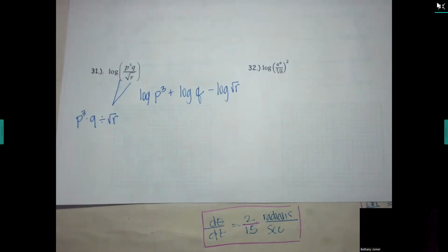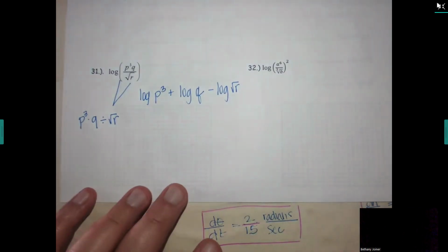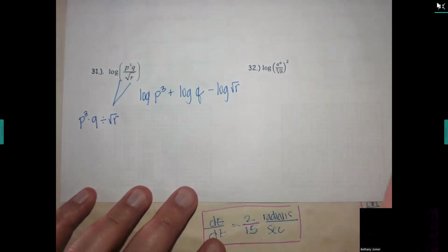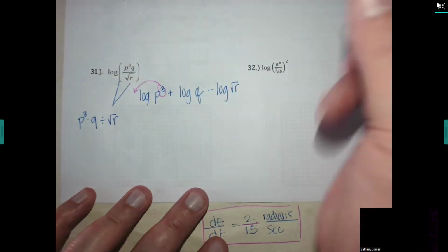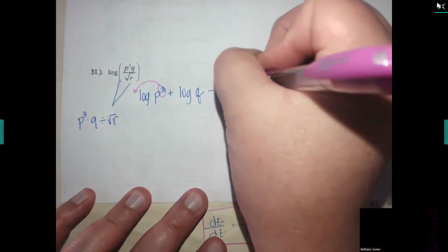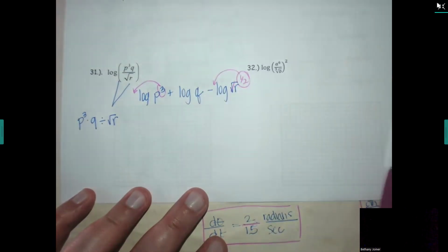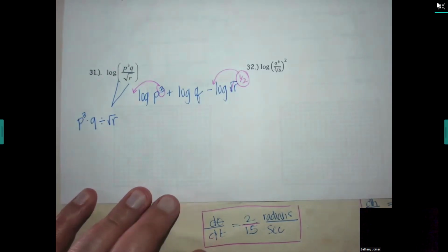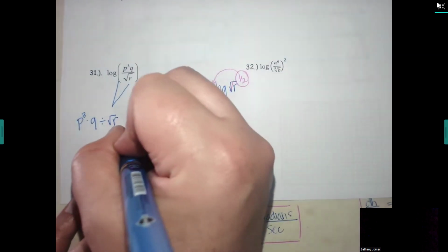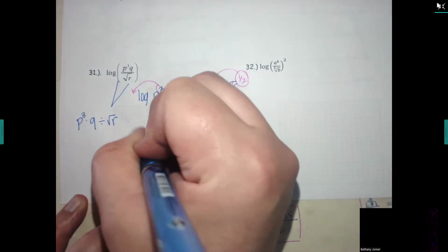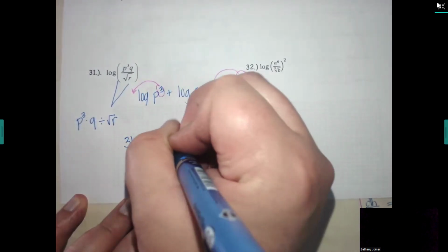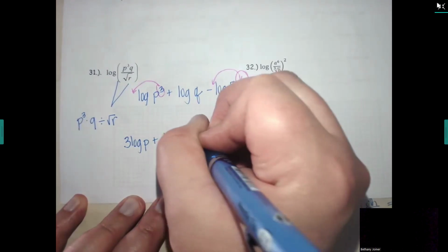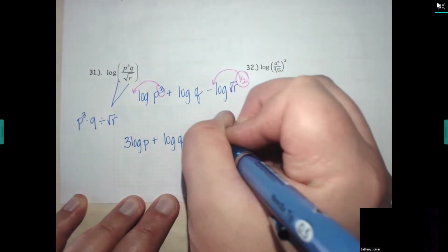Then remember, any top numbers have to move down. Which number am I talking about? The P3. And what's a square root really in disguise? A 1/2, and then I can drop it down to the front. So I'm going to have a 3 log P plus a log Q minus a 1/2 log R.